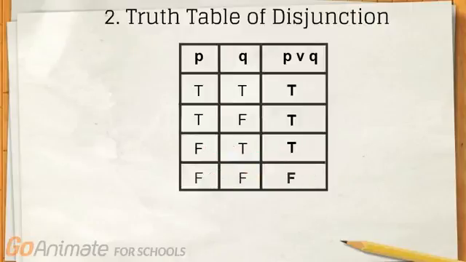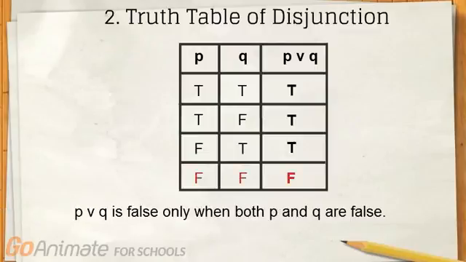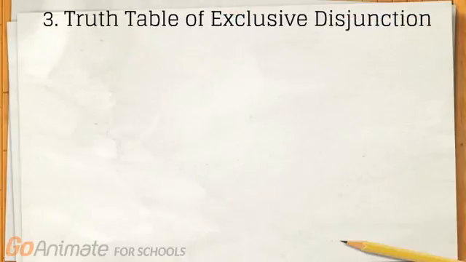As you can see, the disjunction of two given propositions is false whenever both statements are false. Otherwise, the disjunction is true. Now, we look at the truth table of exclusive disjunction.